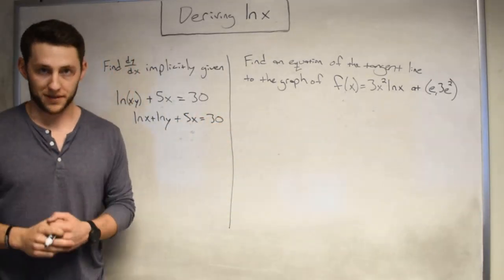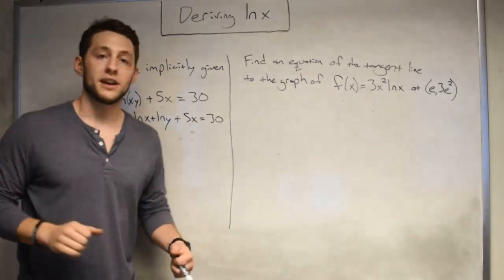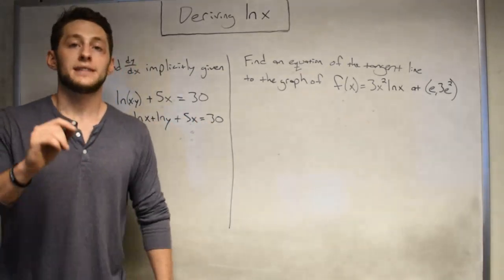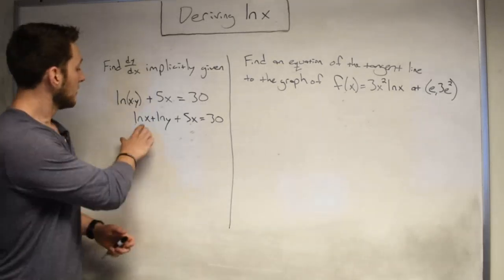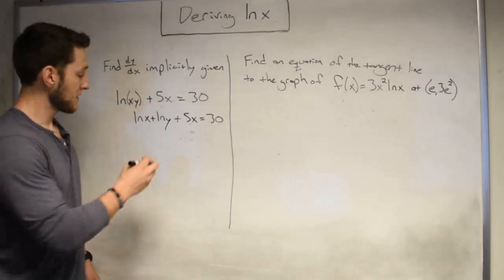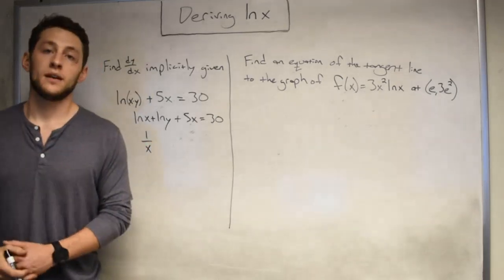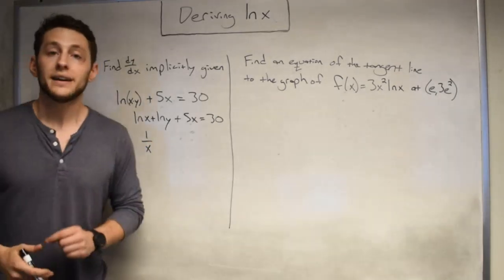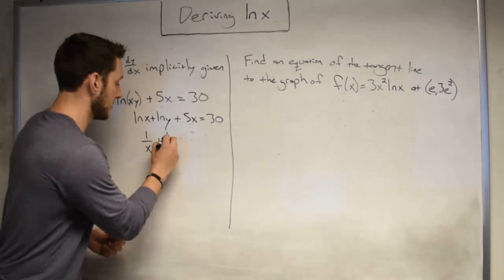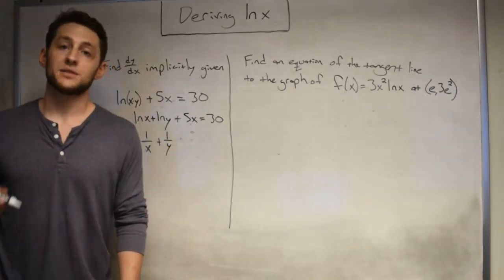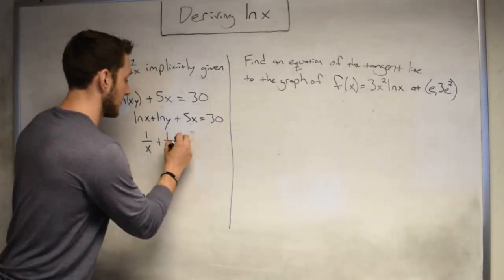Now let's derive implicitly. Derive everything; if you directly derive a y, attach a dy dx. The derivative of natural log of x is just 1 over x. The derivative of natural log of y is just 1 over y, but I have to attach a dy over dx.